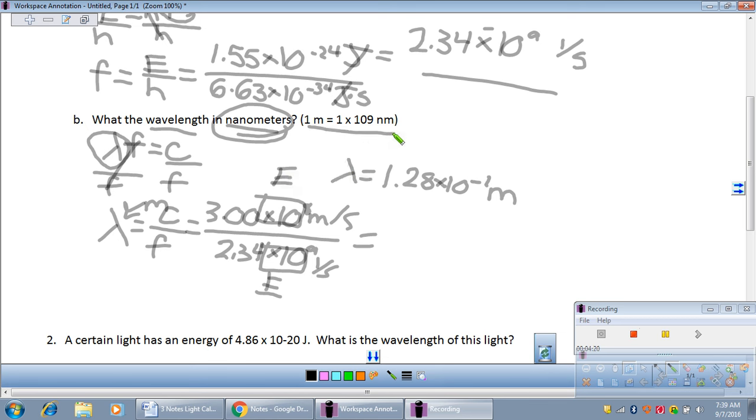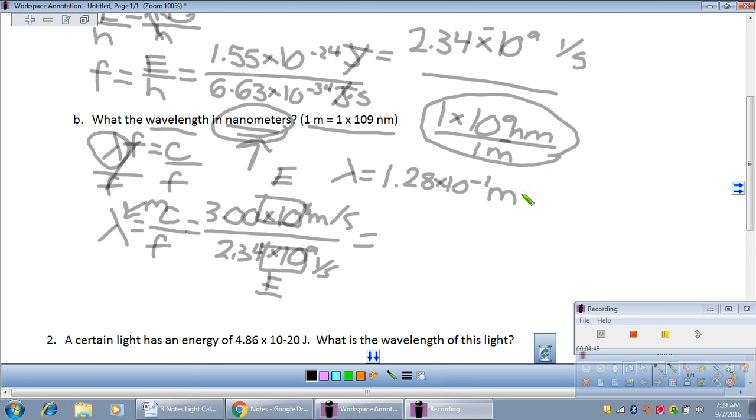This here tells me how many nanometers there are in 1 meter. I'm going to use dimensional analysis. I'm going to take this relationship that 1 meter equals 1 times 10 to the 9th nanometers and write it as a fraction. The unit that I want, which is nanometers, goes on top. So 1 times 10 to the 9th nanometers is on top of the fraction. The unit I'm trying to cancel out, which is meters, goes on the bottom. This becomes what I use in my dimensional analysis to change from meters to nanometers.